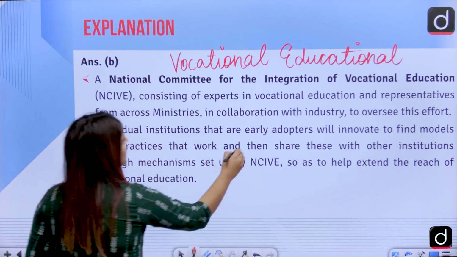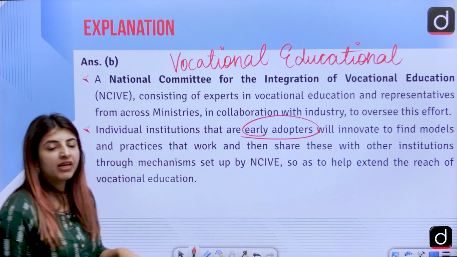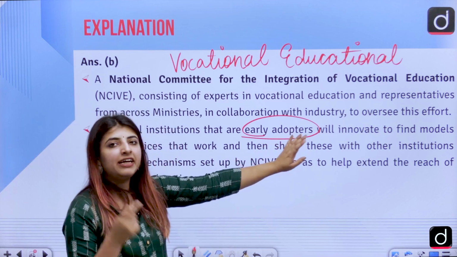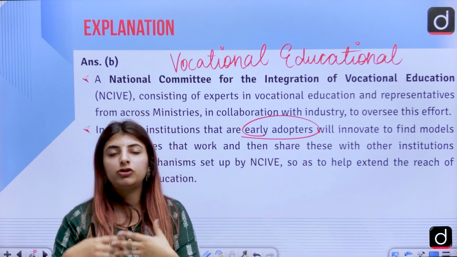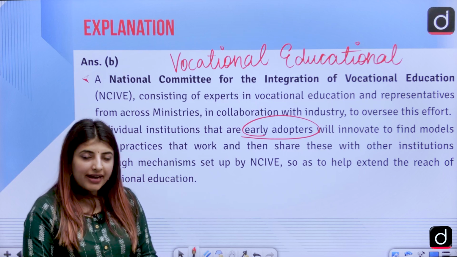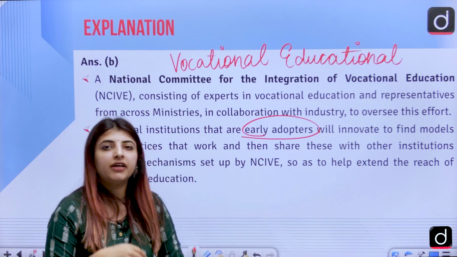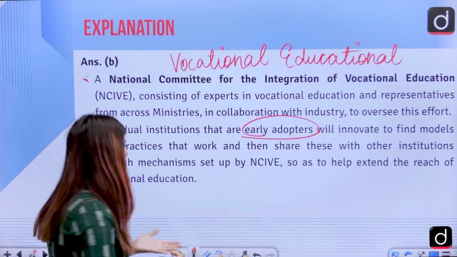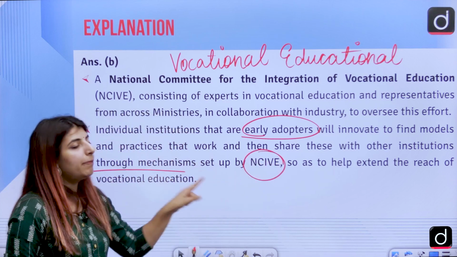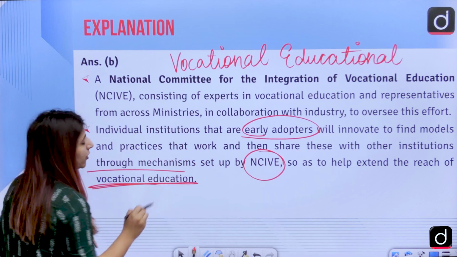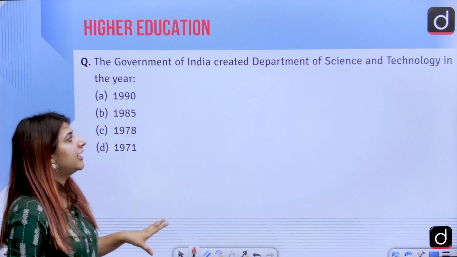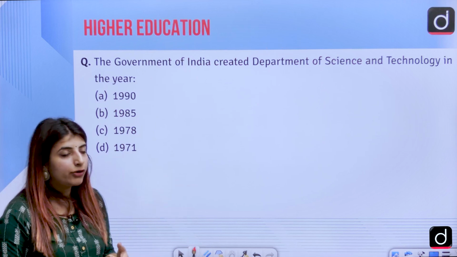And individual institutions that are early adopters of this very scheme, they will be the ones who will be having some things which are tested to innovate, to find models at how a person, if he or she wants to be a chef in the coming future, right, what are the things which should be provided by our end, and what are the courses which can be introduced in the curriculum to make the person a proper chef, right? Through mechanisms set up by NCIVE, so as to help extend the reach of vocational education, so that no one is unemployed in India, right?